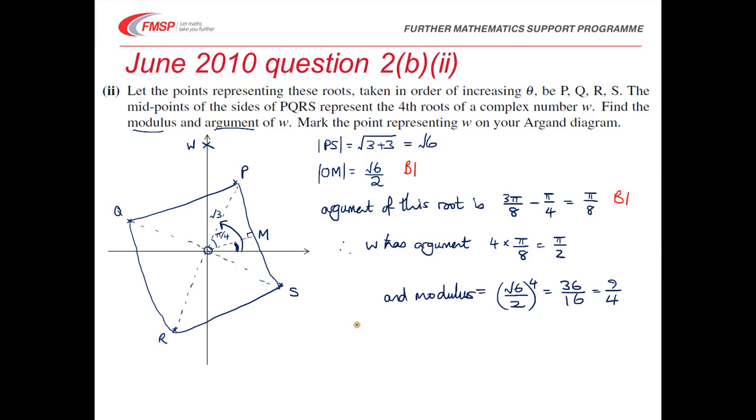There's then a method mark for working out that the argument of W is the previous argument times 4, and that you need to do the modulus to the power 4. And then an accuracy mark for actually doing those and getting them both correct. And then there's a mark for plotting that on the imaginary axis somewhere above P.